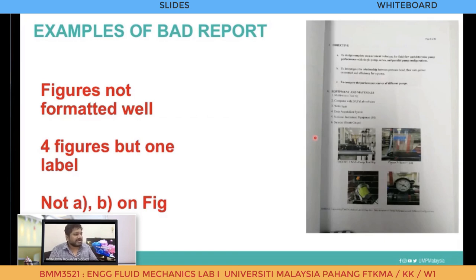And then when you're putting the equipment and material, at least write a little bit of description. Water tank, obviously I know what is water tank, but at least write one line. Water tank is used as a reservoir for fluids based on the experiment that we need to do. So write something.